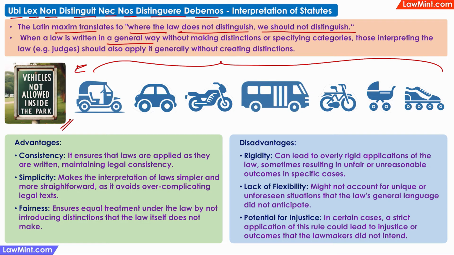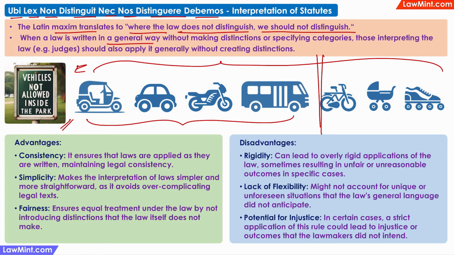This is also a good example to understand how the primary and secondary rules of interpretation are applied. First, the golden rule is applied to interpret the meaning of the term vehicles to include only motor vehicles. After which, this secondary rule is applied. Since this board is not saying that cars are not allowed, or buses are not allowed, or motorcycles are not allowed, the law by itself is not creating any distinctions.